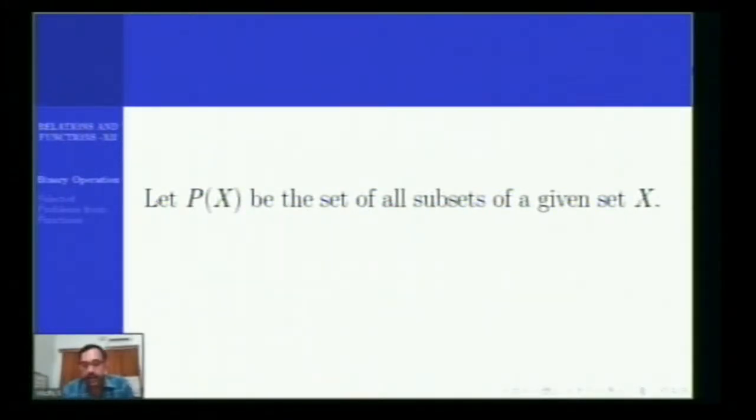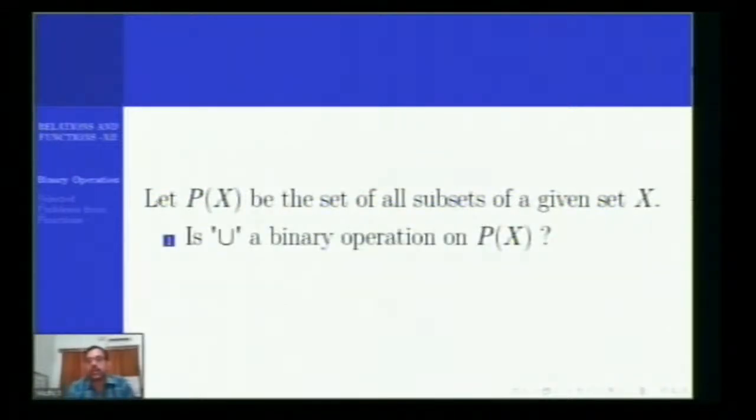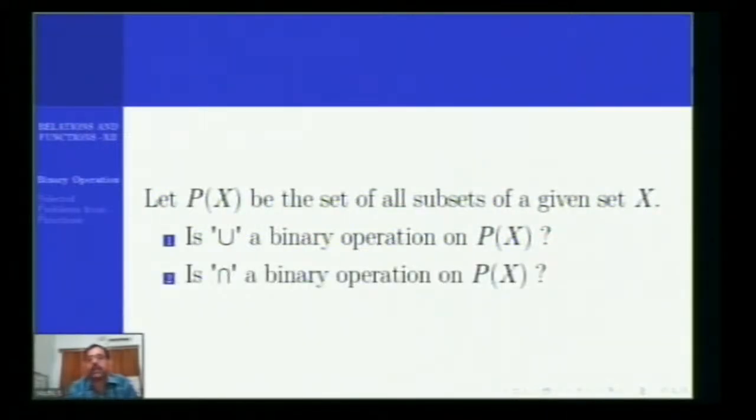So one operation is union. My question is: is union a binary operation on P of X? If you take two elements from P of X, not any set, two elements from P of X, and take their union, will it be again in P of X? Okay, that is one question. Automatically, the other question will be: is intersection a binary operation on P of X?